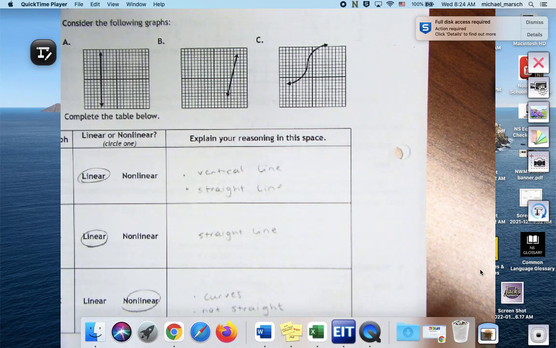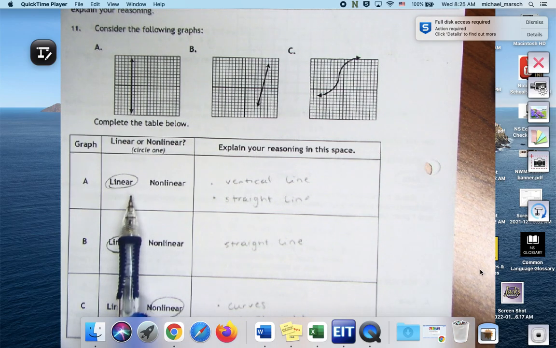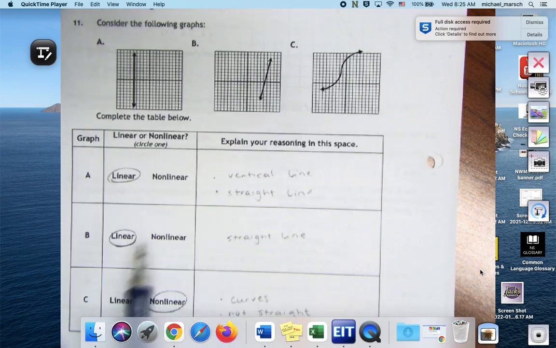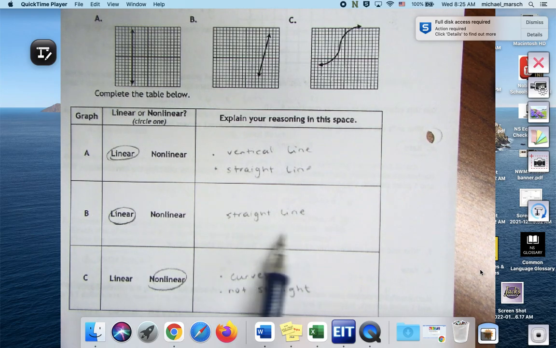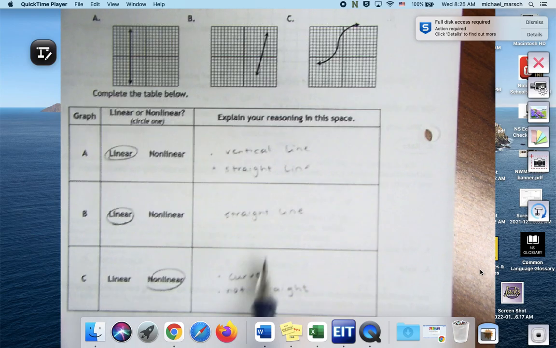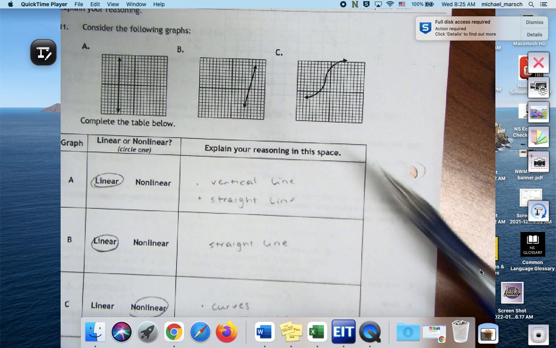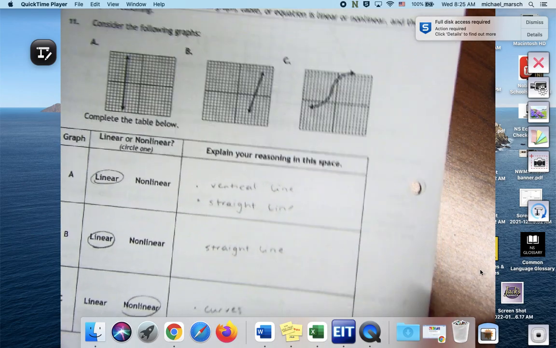All right, now we're doing linear, nonlinear. A is linear, it's a straight line, a vertical line. B is linear, it's a straight line. C is nonlinear because it curves. If you guys miss these on the quiz, we're going to have a talk.